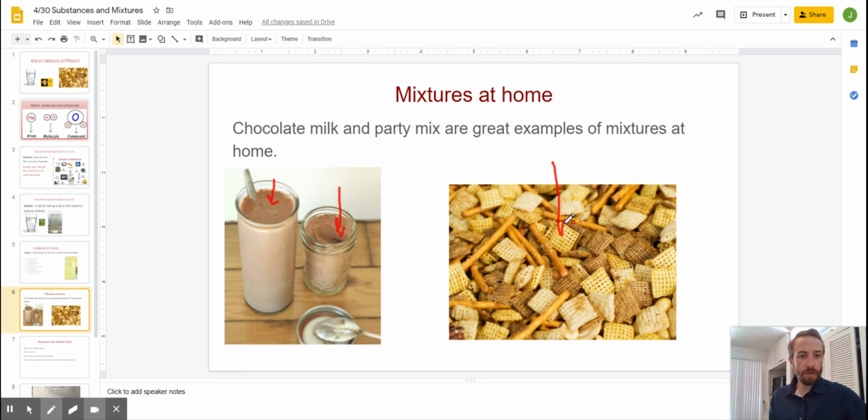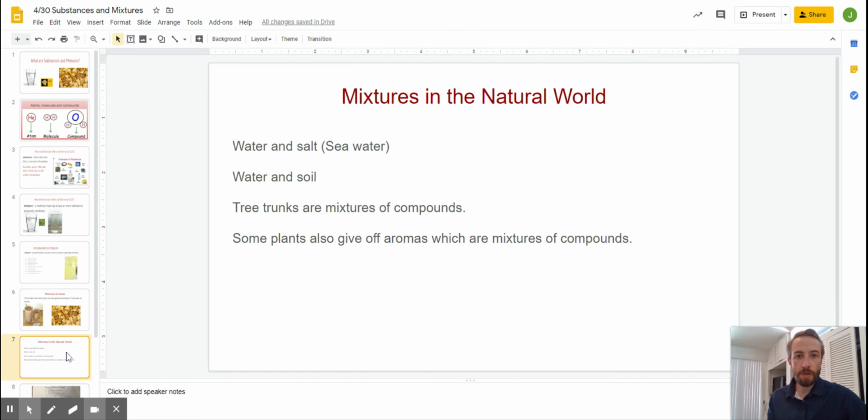And physically sorting out your mixture is another example. If you have some solids that have been mixed together like this party mix, I could pick and choose the pretzels away from the Chex Mix. And that's another example of a physical mixture.